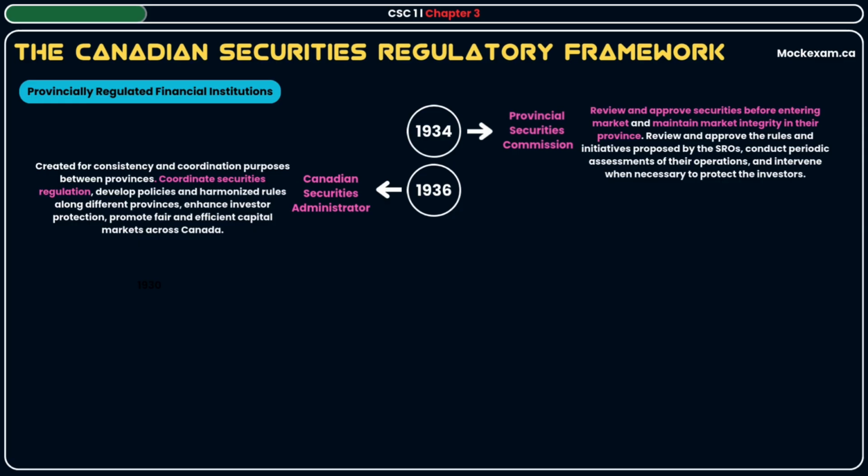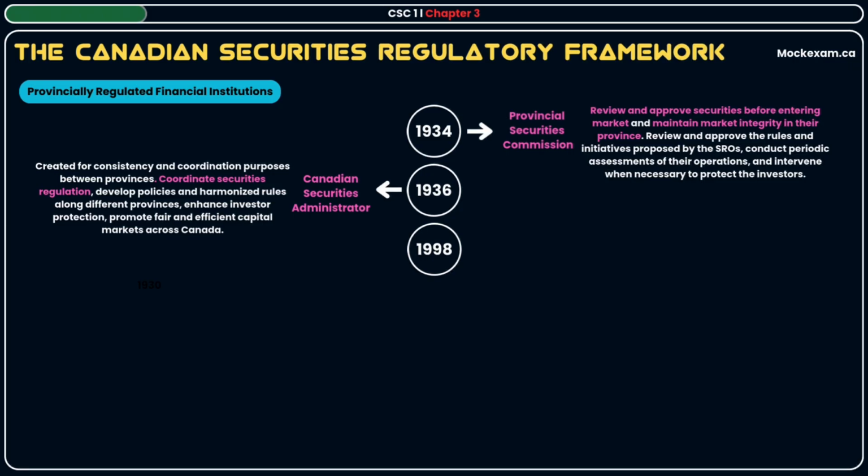The CSA coordinates securities regulation, develops policies, and harmonizes rules across different provinces, which enhances investor protection and promotes fair and efficient capital markets across Canada. From 1936 to 1998, nothing new happened at the provincial level. In 1998, provinces were like, we're very busy. Why would we need to take care of everything ourselves? Why not have a baby in smaller organizations so we could delegate some of our tasks to them?